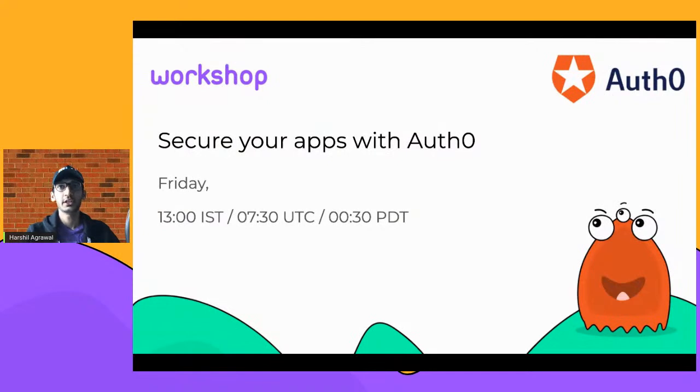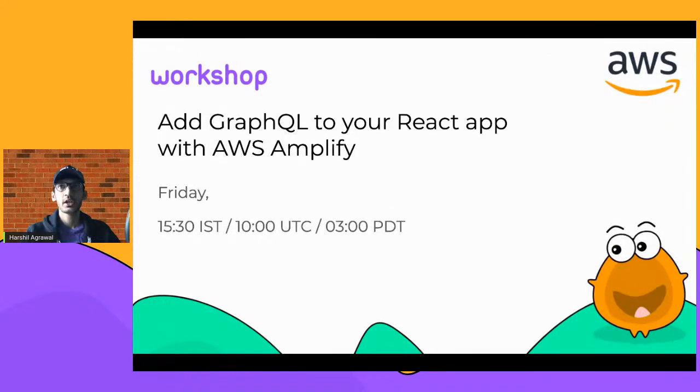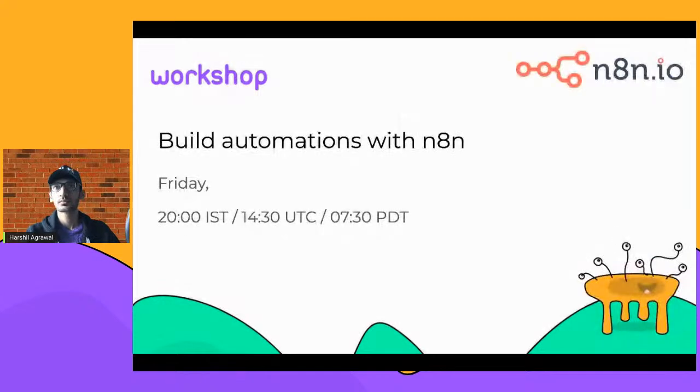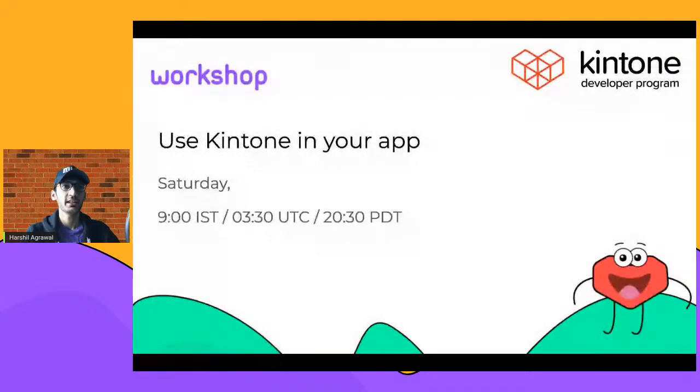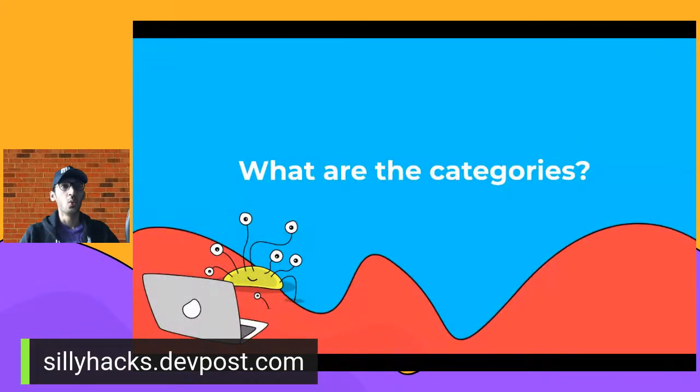Today at 1 p.m. IST, we have a workshop where you will learn how to secure your apps with Auth0. At 3:30 p.m. IST, you will learn about GraphQL and how to use it in your React application with AWS Amplify. I will be running a workshop at 8 p.m. IST, teaching you how to build some awesome automation workflows with n8n. And on Saturday, 9 a.m. IST, we have a workshop in which you will learn how to build APIs with Xano. Well, that was all about the workshops.